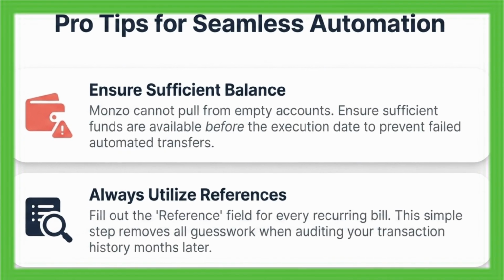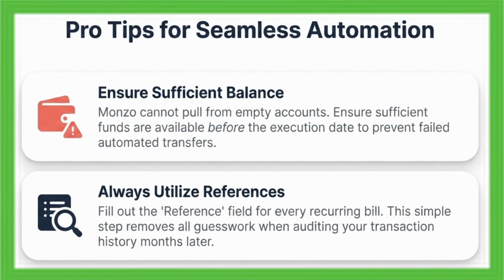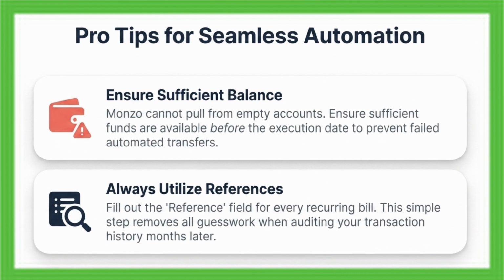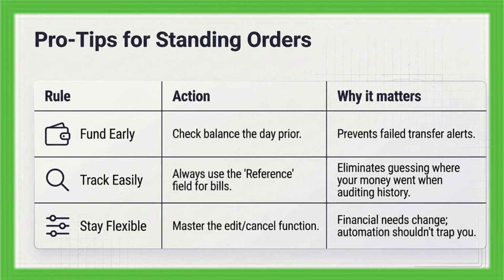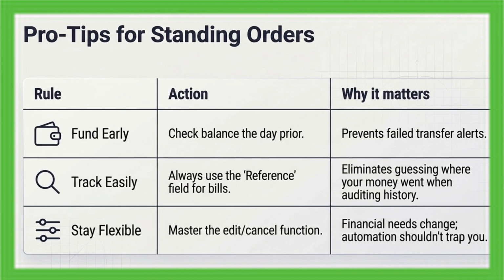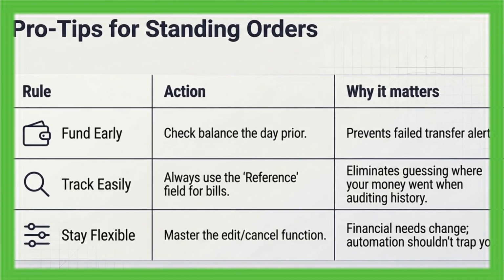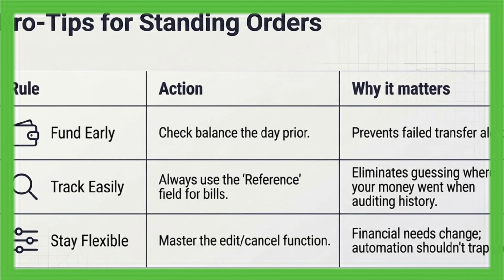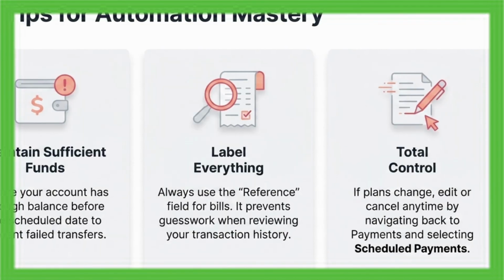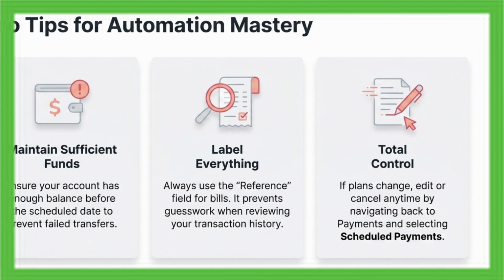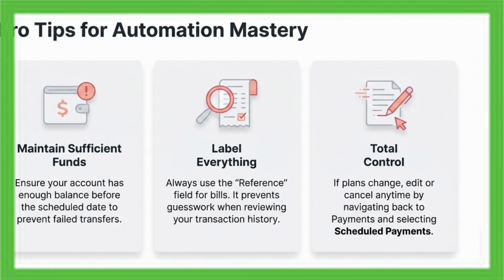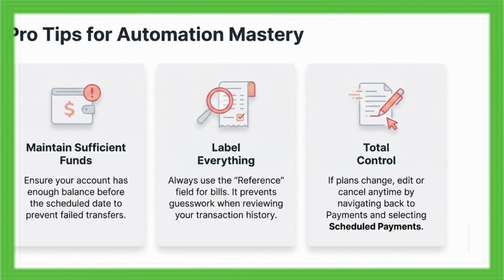First, ensure your Monzo account has enough balance before the scheduled date. Otherwise, the transfer will fail due to insufficient funds. Second, use the reference field for bills, so you don't have to wonder where the money went when you check your history. And finally, if your payments change, don't stress. You can always edit or cancel a scheduled payment by going back to the Payments section and selecting Scheduled Payments.